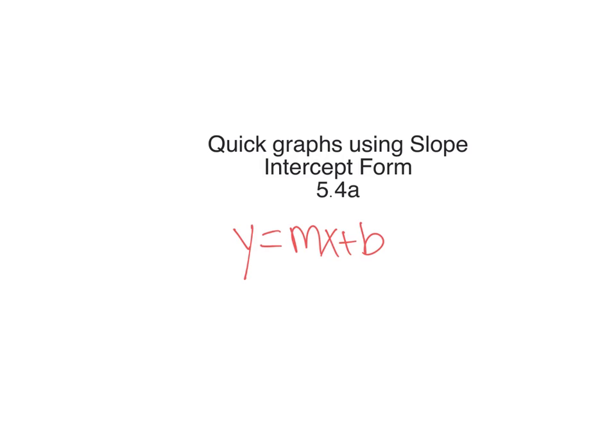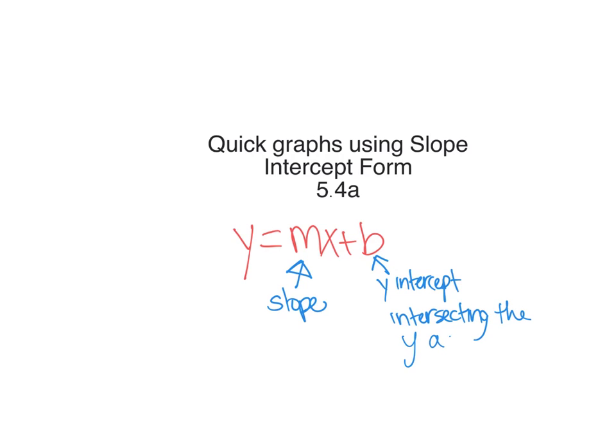Okay, let's identify each part. What did we say that the m was? The slope. Okay, what is my b? The y-intercept. What does the word y-intercept mean? Like, what is that? I'm going to put intersecting the y-axis. And it's usually 0, comma, and then a number, yeah? That is true. It is that. Okay? So now, we've got the basics down.